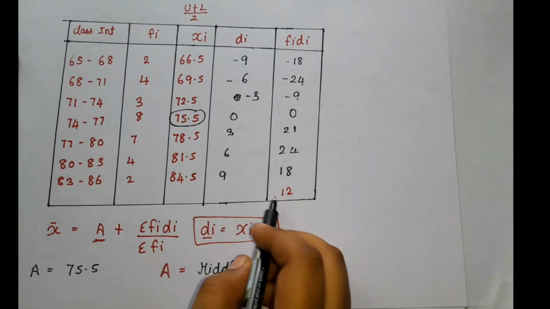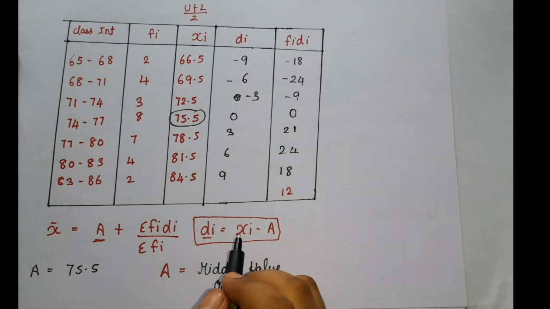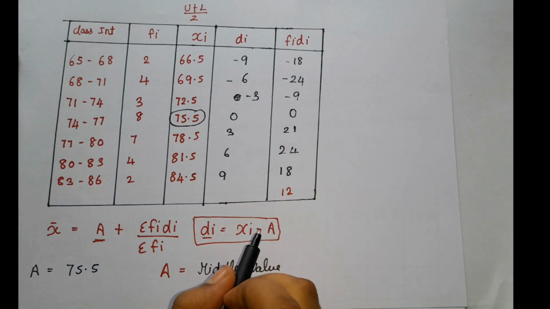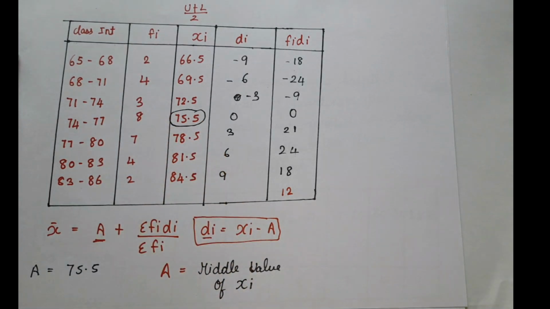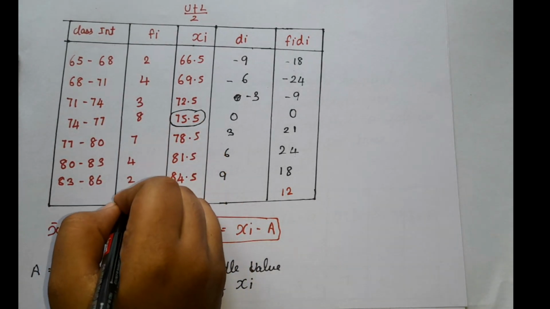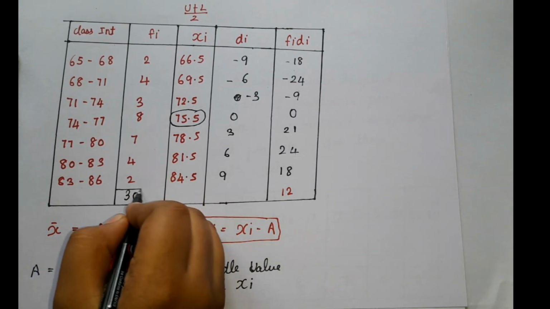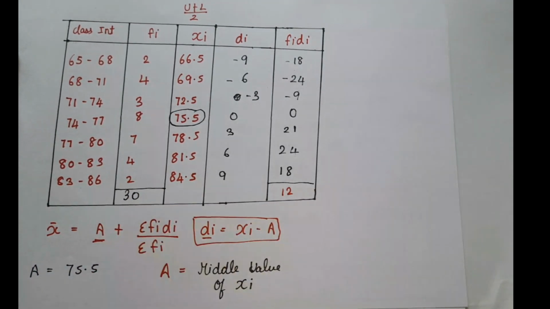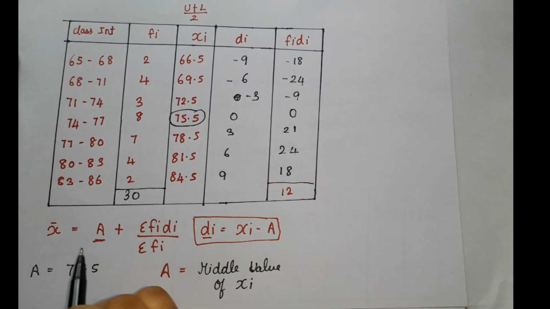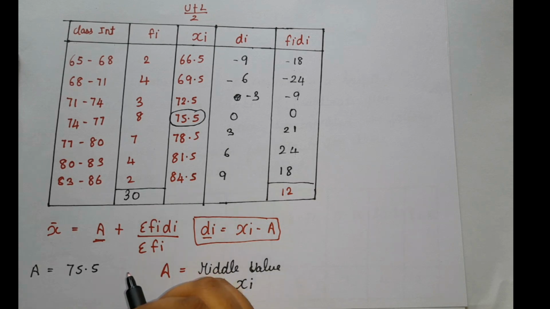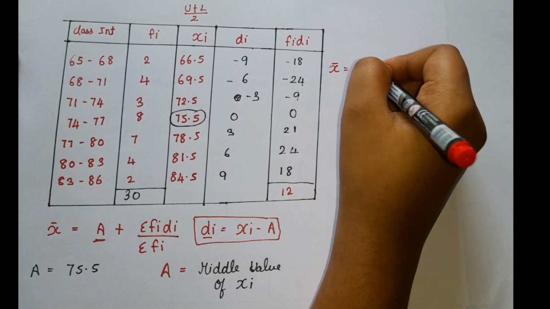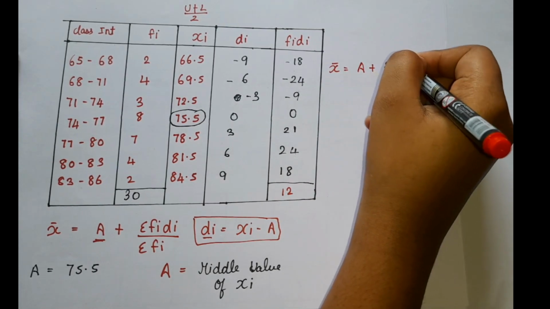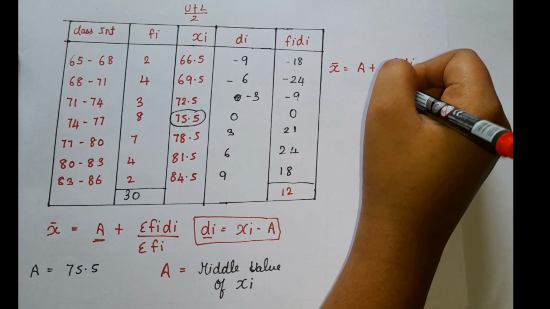So finally we'll get the total value as 12. So the sigma FIDI value is going to be 12. Likewise, when I add these numbers, I'll get 30. Alright, so now I know the A value and the sigma FIDI value and the sigma FI value, so I can actually apply this, isn't it? So I'll write the formula here: x bar is equal to A plus sigma FIDI divided by sigma Fi.